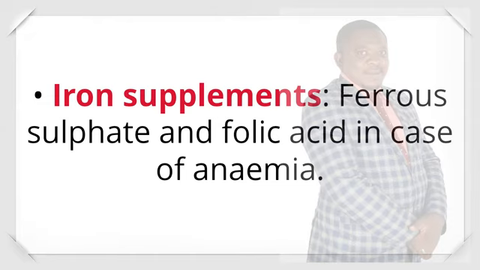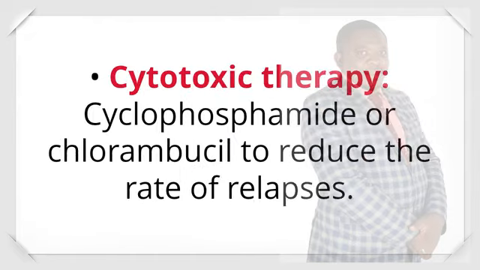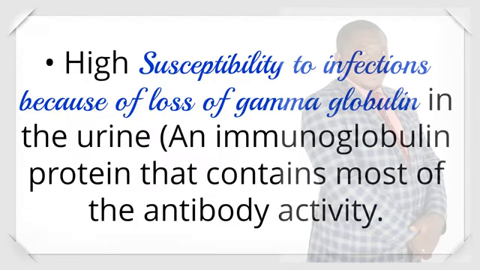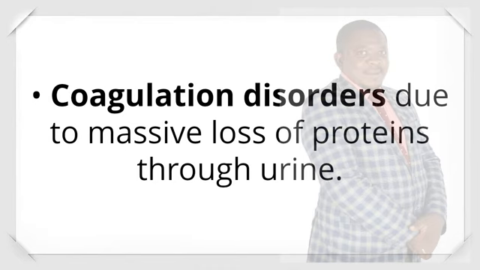Iron supplements. Ferrous sulfate and folic acid in case of anemia. Cytotoxic therapy, cyclophosphamide or chlorambucil to reduce the rate of relapses. Complications. High susceptibility to infections because of loss of gamma globulin in the urine, an immunoglobulin protein that contains most of the antibody activity. Coagulation disorders due to massive loss of proteins through urine.